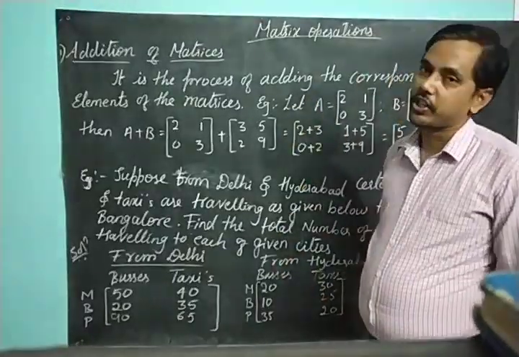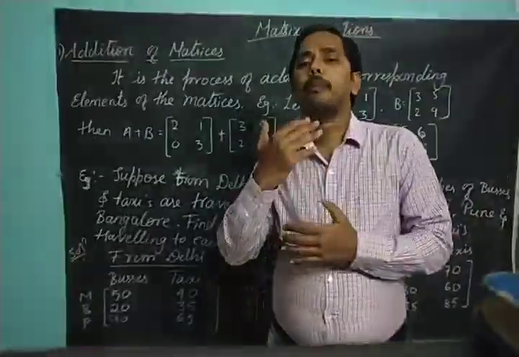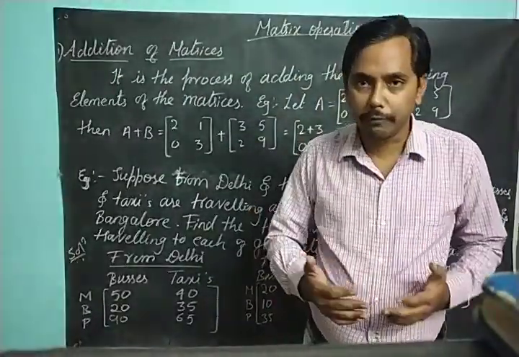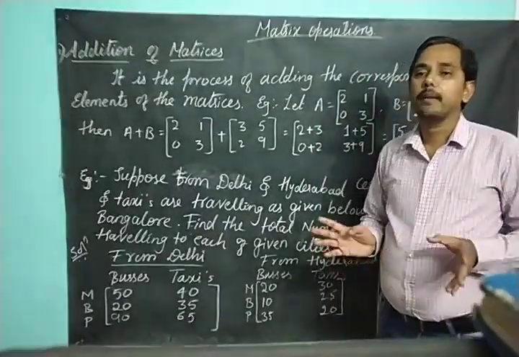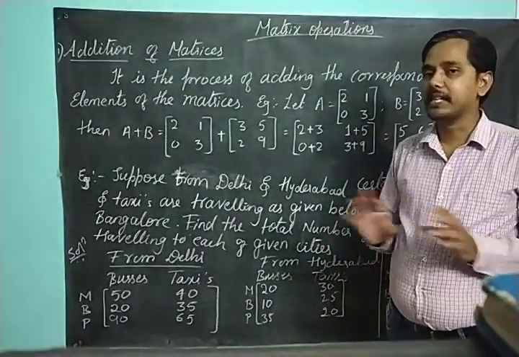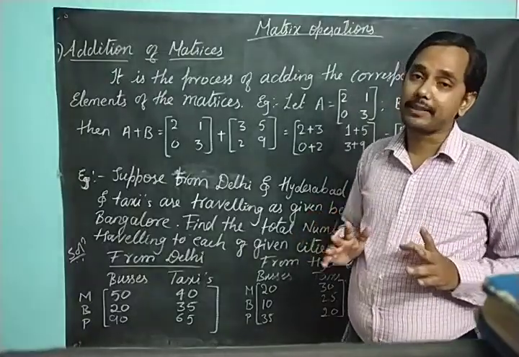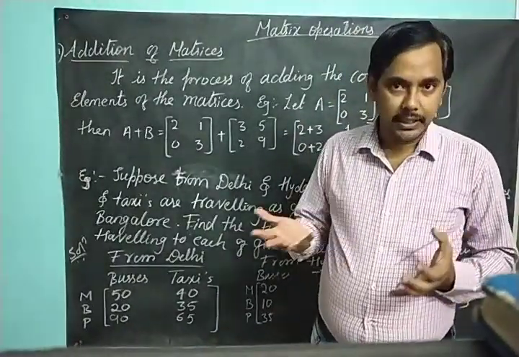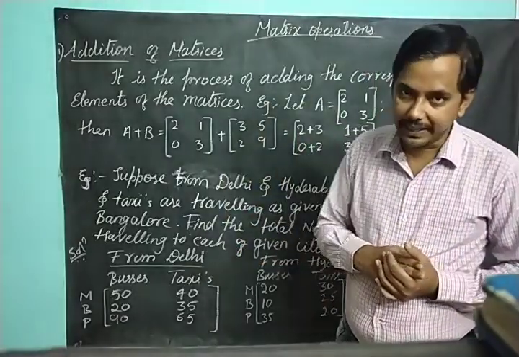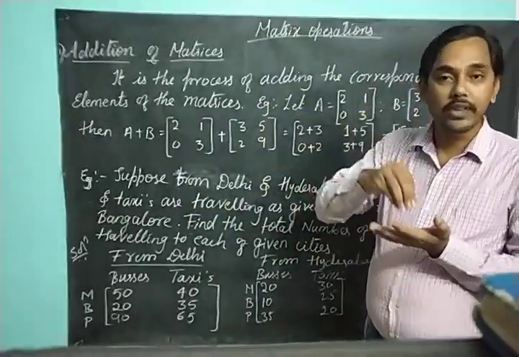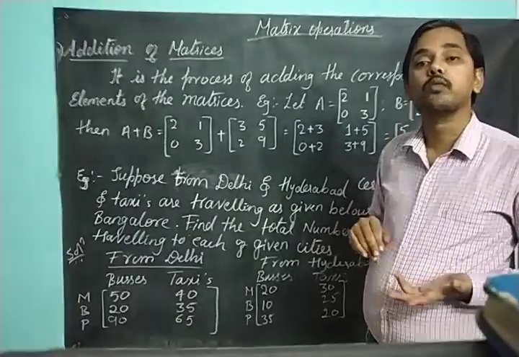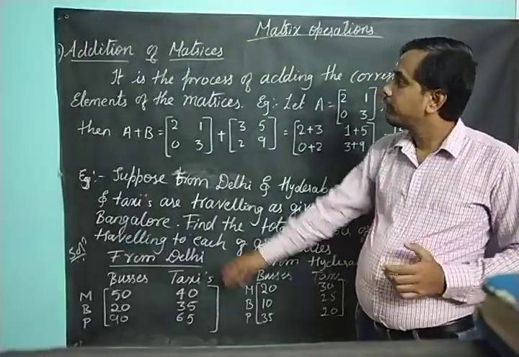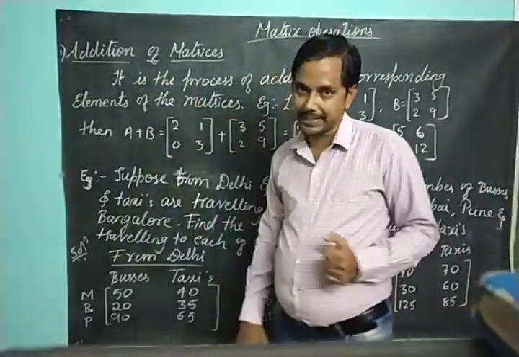What are matrix operations? Any operation, any process you perform on a matrix is called a matrix operation. In simple words, any process or any operation you perform on the matrix is called a matrix operation. First one is addition of matrices.